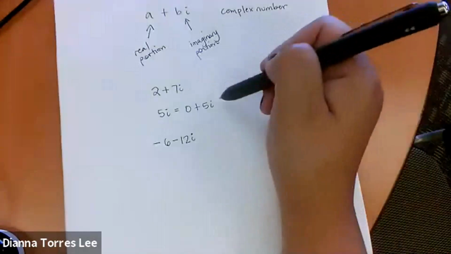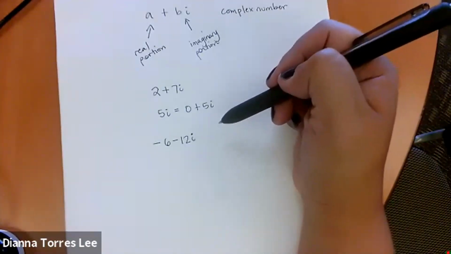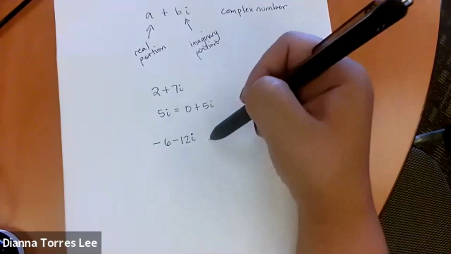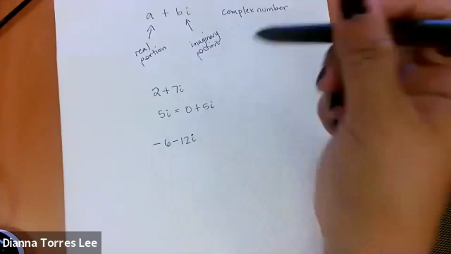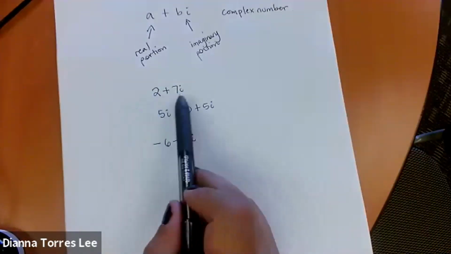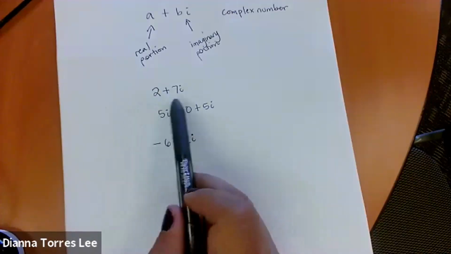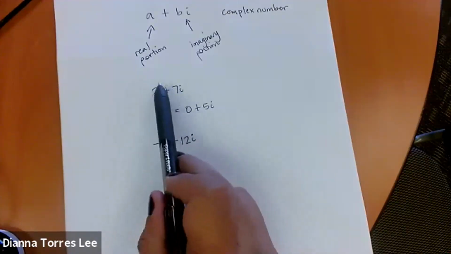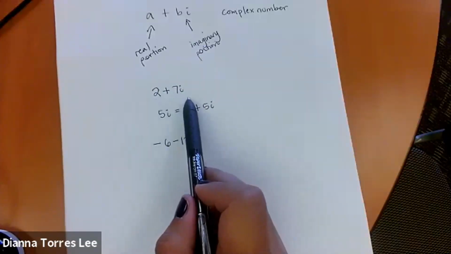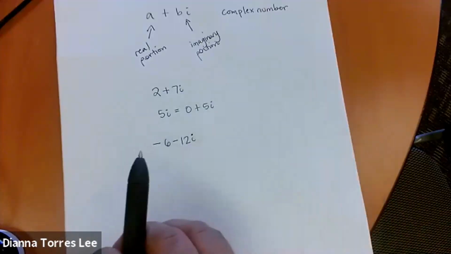And this i is not a variable. It's not like x was for us in our polynomials or our linear equations. That i is just indicating for us that we have an imaginary portion. But like the x, I'm not allowed to combine my real and my imaginary portion because they're not the same. And when we simplify expressions, we're only allowed to combine like quantities. And 2 is not like 7i because 2 is real and 7i is not real. So that's just the thing about what we can combine and what we can't combine.